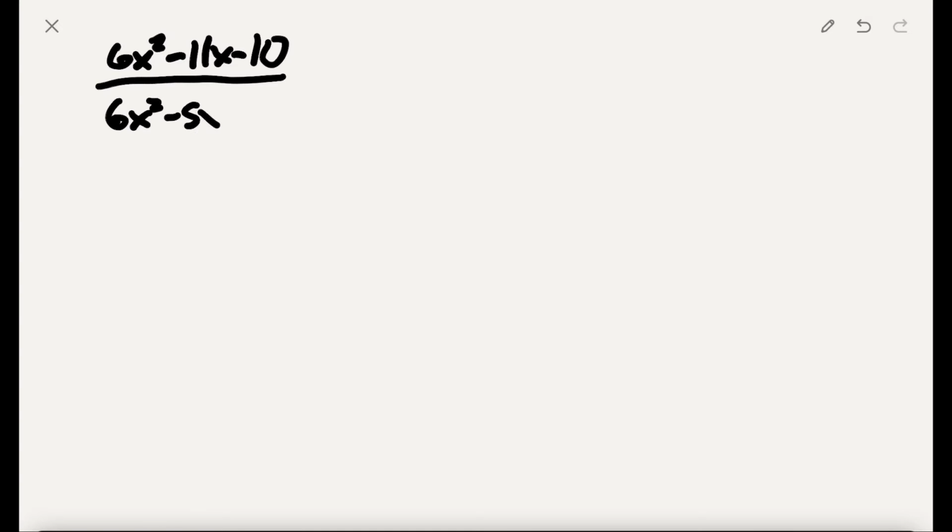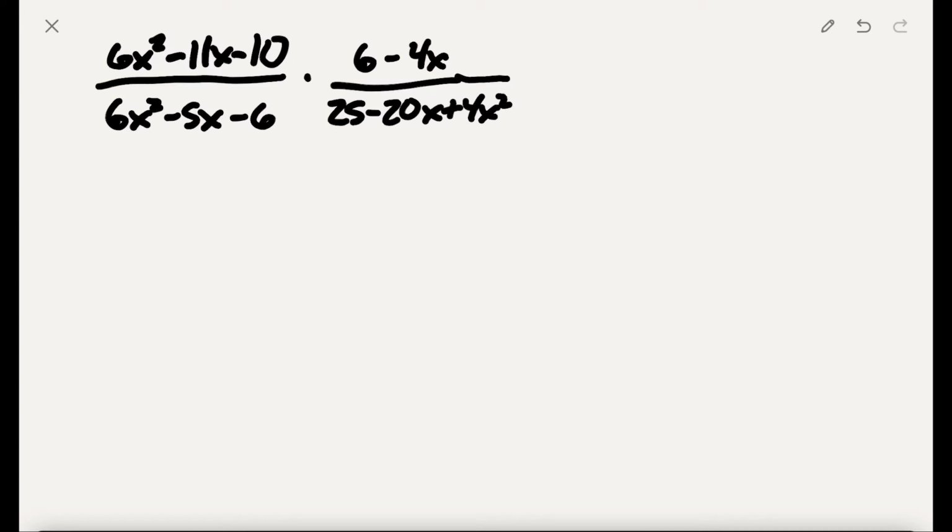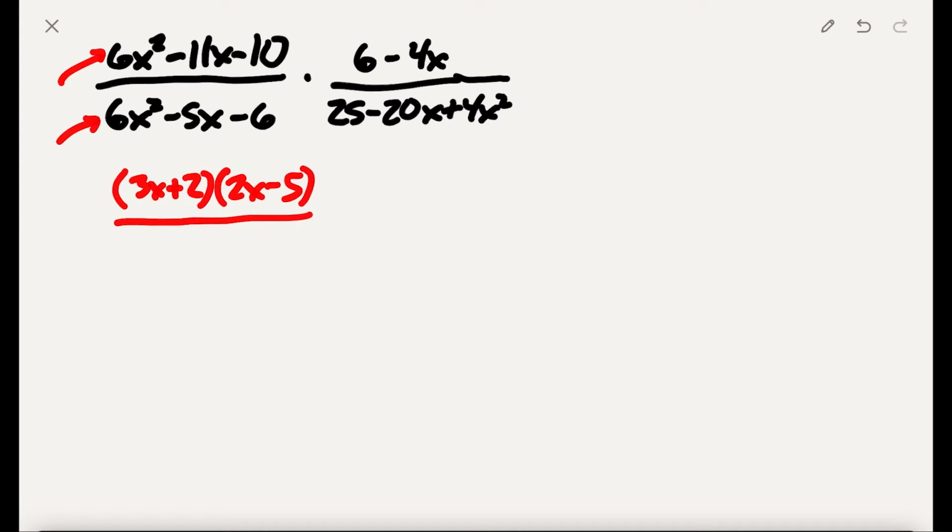All right, the next one is 6x squared minus 11x minus 10 all over 6x squared minus 5x minus 6 times 6 minus 4x all over 25 minus 20x plus 4x squared. All right, so I'm going to factor this numerator up here first, and you're going to be left with 3x plus 2 times 2x minus 5 all over this one right here factored out, which is going to be 3x plus 2 times 2x minus 3.